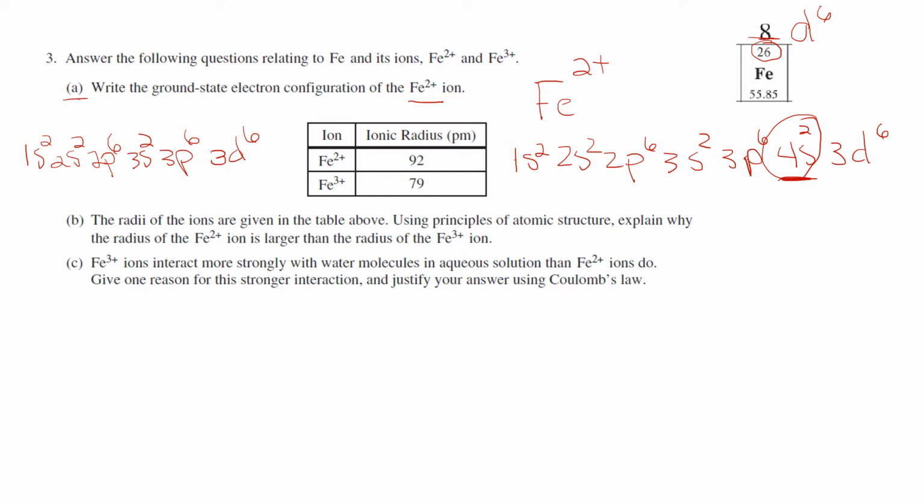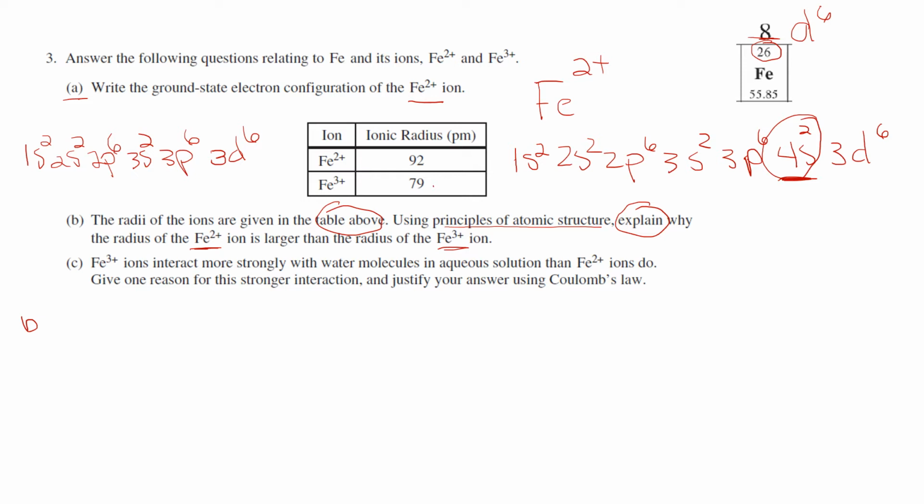In B, they're giving us this evidence in the table above. That's our evidence. We're going to have to use principles of atomic structure to explain why the radius, so there's my claim, this is larger than this. Okay, so for B, the evidence they give me is that the 2+ is greater than that.